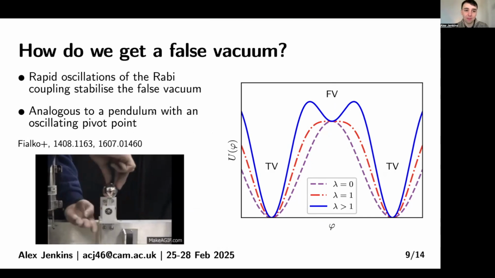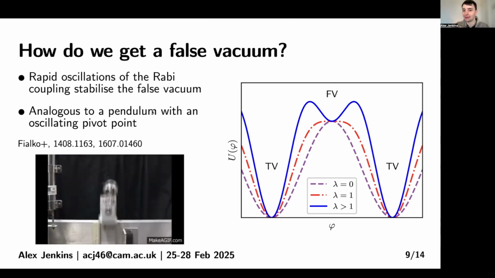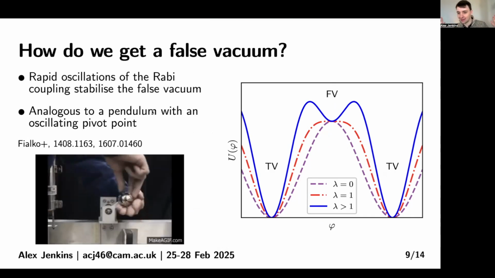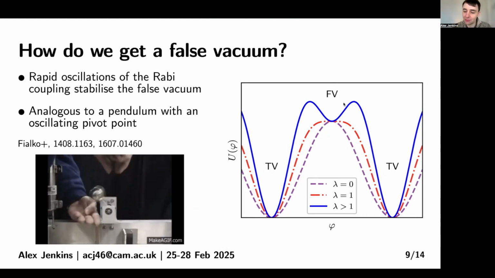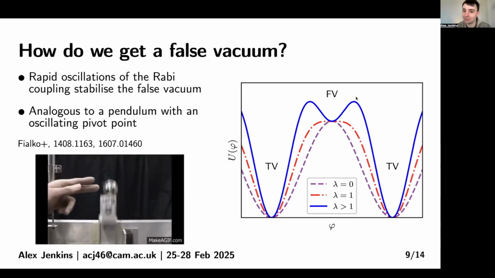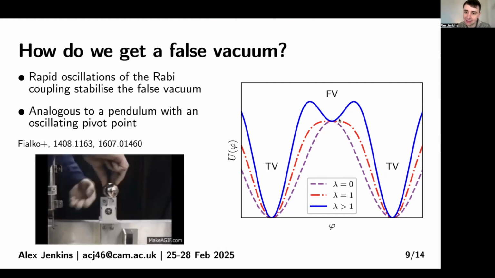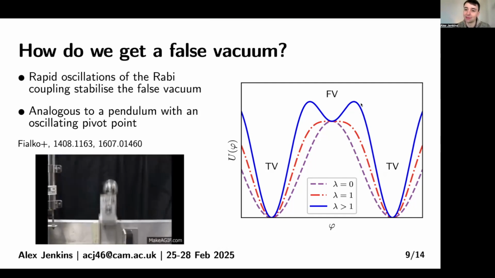And in particular, if you modulate this coupling very rapidly, it turns out that in an effective, slowly evolving picture of the field, this looks as though you have an effective potential like this. So one in which there is now a barrier between this antiphase state and the in-phase state. So this now looks like we have a false vacuum in our potential.